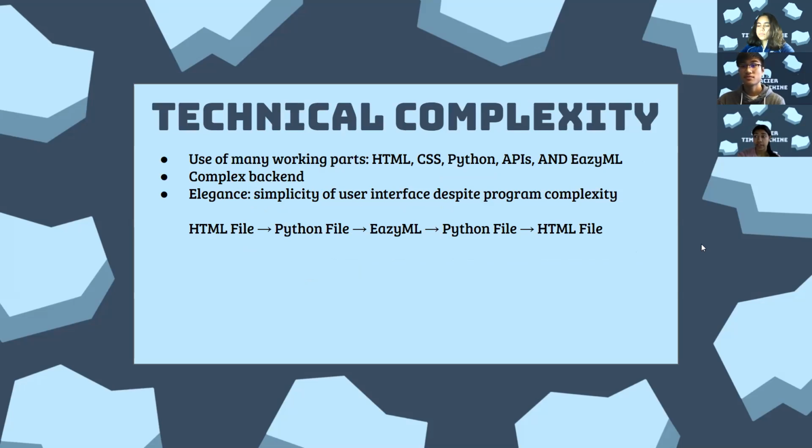Our website uses many languages and parts to create both an easy, user-friendly experience and impactful and accurate predictions. Our backend is also very complex with many steps. Information is first taken from the user input in the HTML file, then sent to a Python file. This Python file makes it easier to interact with EasyML. It sends the user input through APIs to EasyML, which then sends its predictions back to the Python file. Finally, it is sent back to the HTML file for display. Despite this complexity in the backend, the website remains elegant and organized, making for a nice, uncluttered user interface.